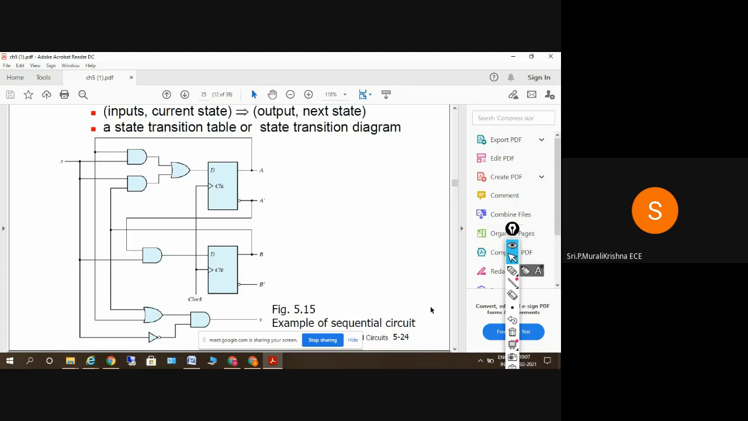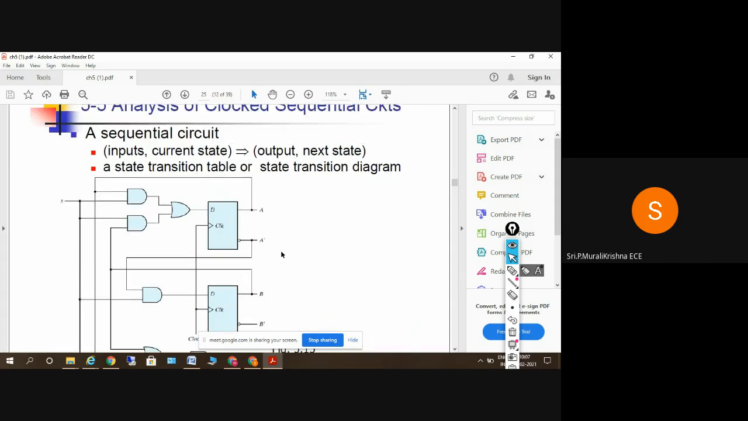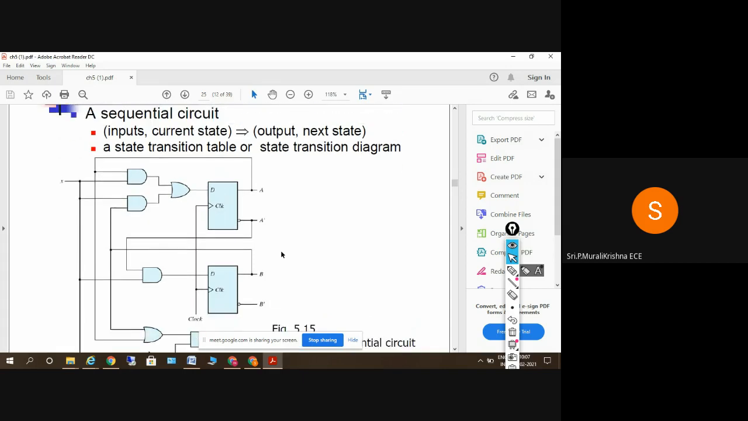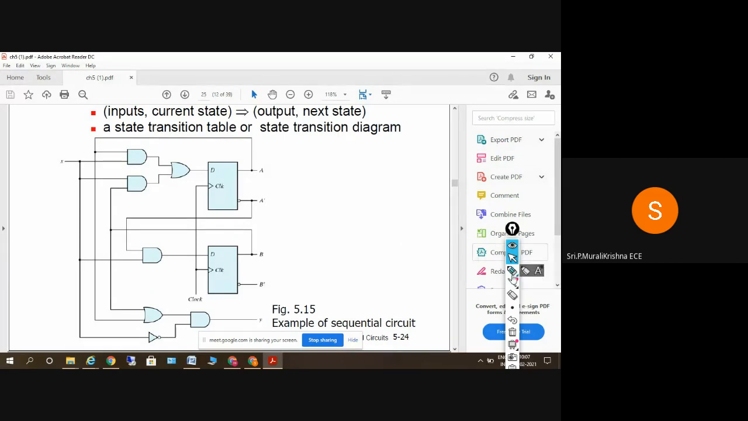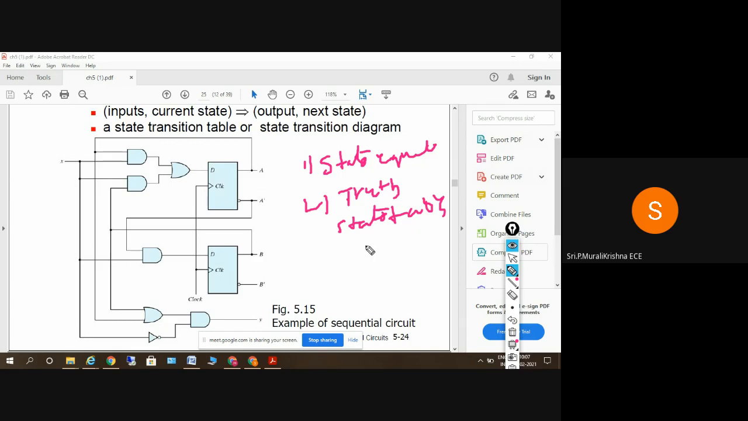Everyone done? So what we have to do here is, you'll be given a circuit diagram, a sequential circuit. What are the steps we have to do? First of all, the state equations. We have to find the state equations, so we have to derive the equations from this, and afterwards draw the truth table, or state table. It is called a state table. From the state table, we have to draw the state diagram.